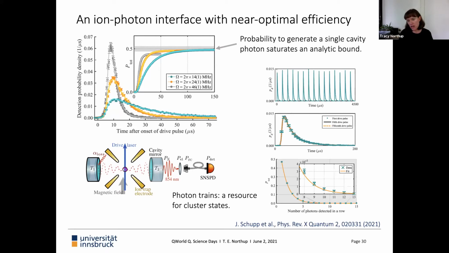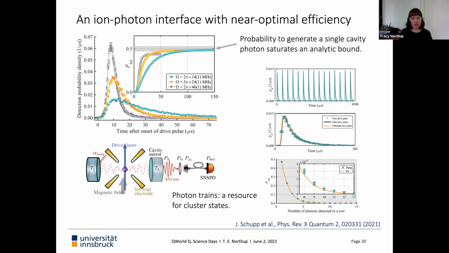That's the top picture. The lower images are showing, in the second one, another wave packet, the temporal shape. The third picture is showing the probability to detect an increasing number of photons in a row. And so these kinds of trains of photons could be a resource for cluster states. These are just single photons here, but if you combine this with manipulation of the ions, you can generate entanglement between sequential photons, in a resource that could potentially be used for quantum computation.